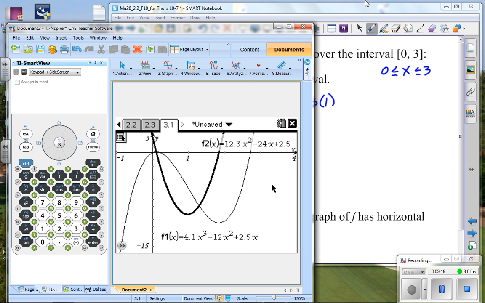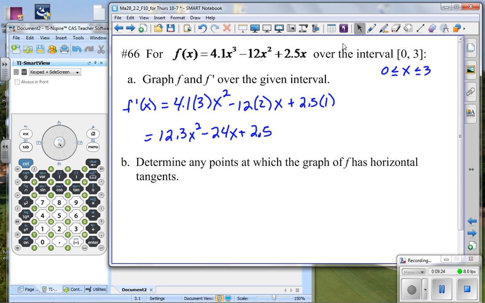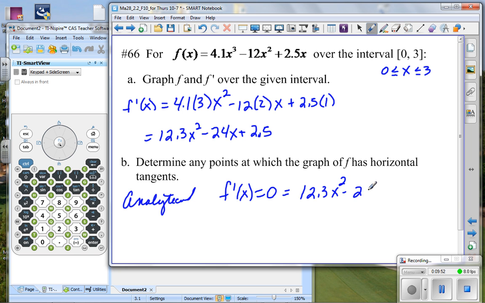Now the problem is saying determine the points at which the graph has a horizontal tangent. If we're going to do this analytically, the analytical work would be to determine where the derivative is equal to 0. Any horizontal line has a slope of 0. So we would then have 12.3x squared minus 24x plus 2.5.